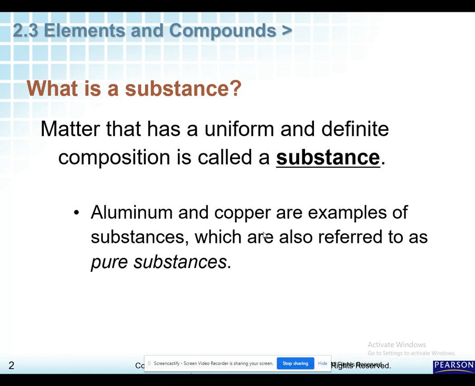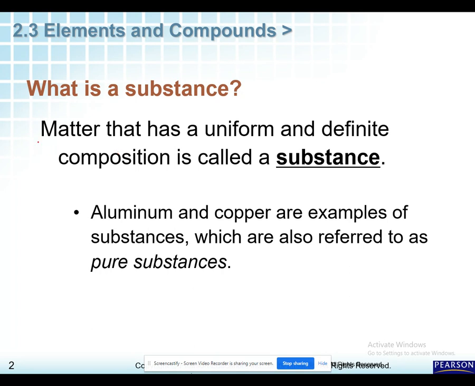We start this section by first talking about what is a substance. I've been using this word a lot in class, so we're going to actually define it because it becomes important for this lesson. A substance is matter that has uniform and definite composition. So let's break this down.